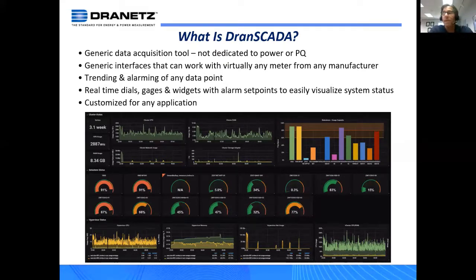So we have real-time dials, gauges, widgets, with alarm set points so you can easily visualize your system status and get alarms and notifications if anything hits a particular threshold: low fuel, an alarm hits, a breaker opens, your demand exceeds a limit. Things like that, you can proactively see visually on the screen, but also get notified. So when you're not looking at the screen, you can be made aware of these situations.